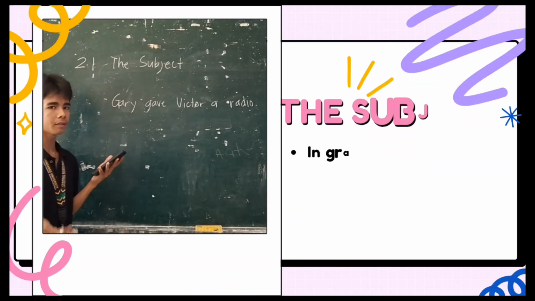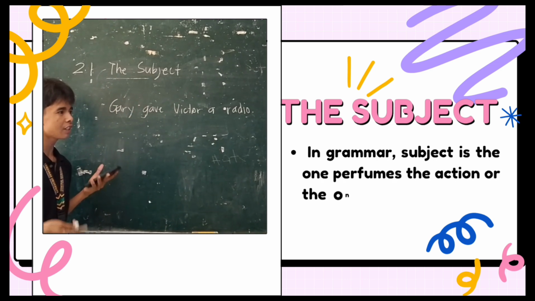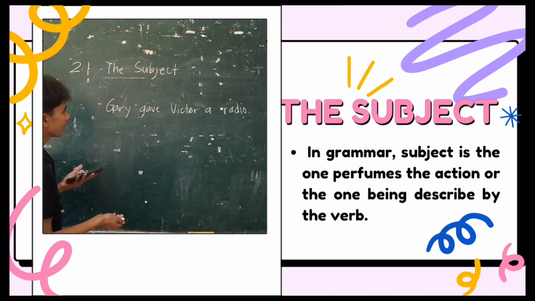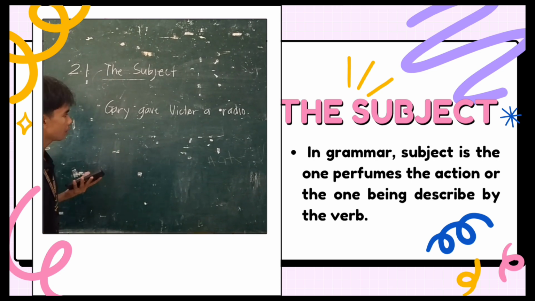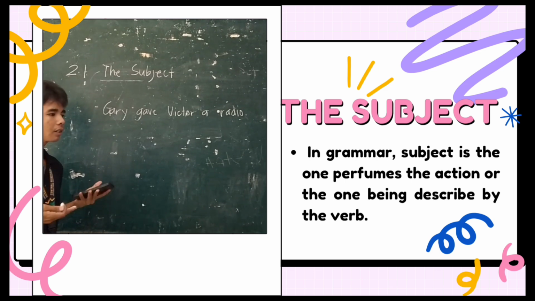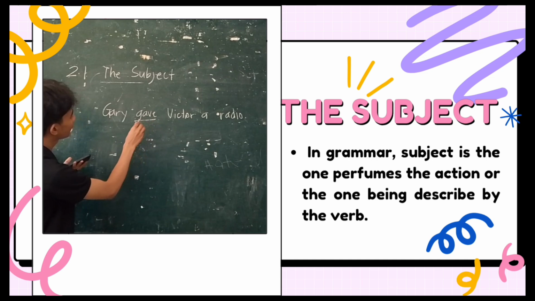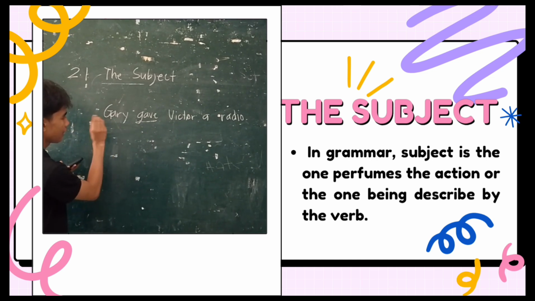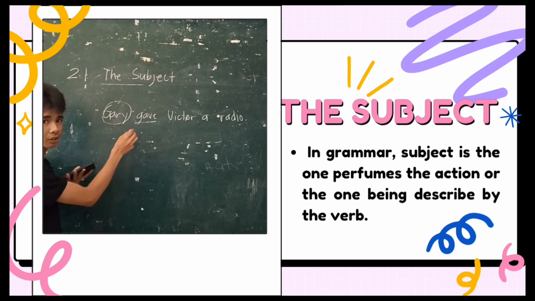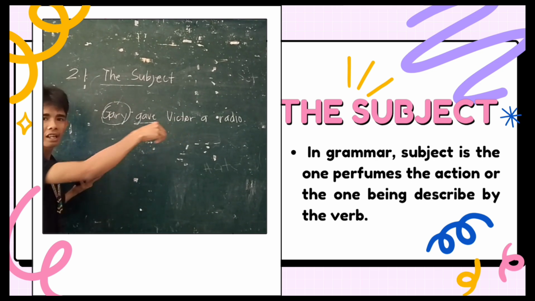Now let's talk about one of the grammatical functions, the subject. In grammar, the subject is the one who performs the action or the one being described by the verb. In a sentence, "Gary gave Victor a radio." In identifying the subject, we need first to identify the verb because, according to the rule, the subject precedes the verb. So this is the verb, and we can identify the subject, Gary, because Gary is the one who performs the action gave, and Victor is the indirect object and the radio is the direct object.